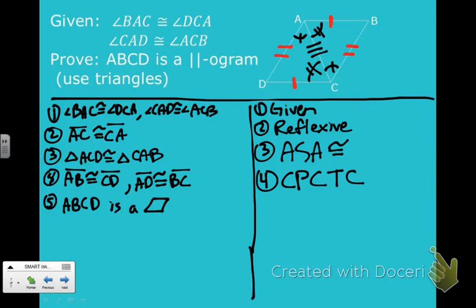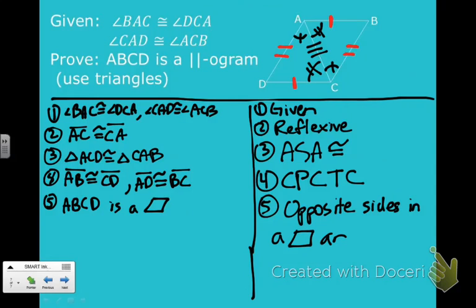And the theorem we're using is that opposite sides in a parallelogram are congruent. So you have to write that out. Opposite sides in a parallelogram are congruent. There's no definition here. Okay? And that's another way you could do it.